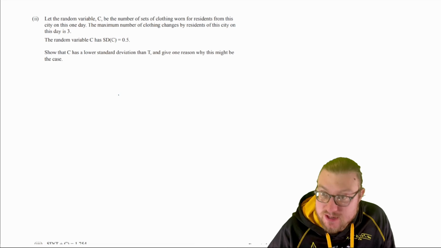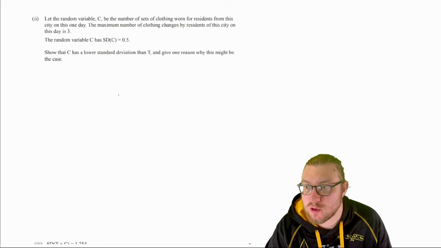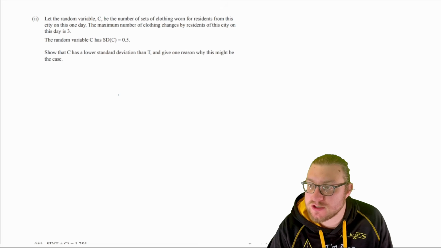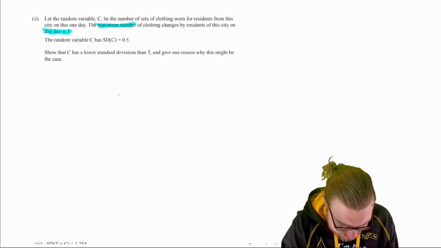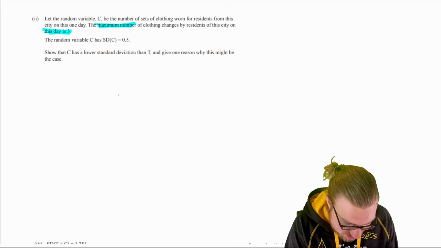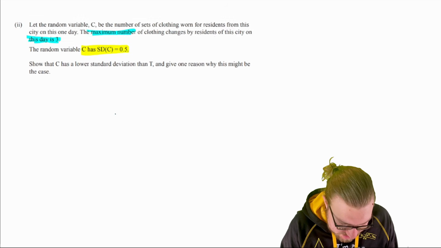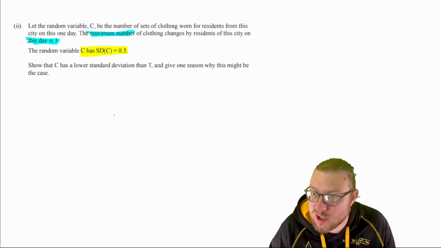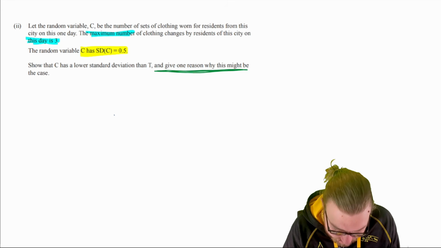All right, next part. This is our second part to this question. We have, let the random variable c, now a new random variable, be the number of sets of clothes worn for residents from the city in one day. The maximum number of clothes here is 3, so that is something to note. And the random variable c has a standard deviation of 0.5. So that's also given to us here. Now the question is saying show that c has a lower standard deviation than t and give one reason why. So we need to make sure that we don't forget the reason.